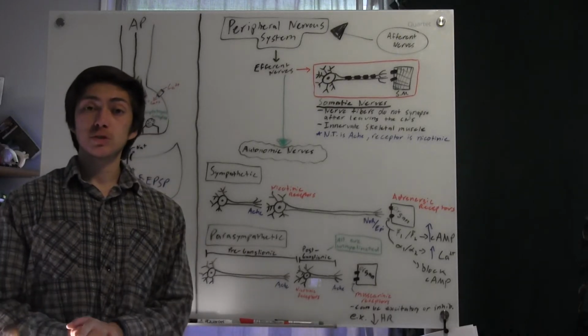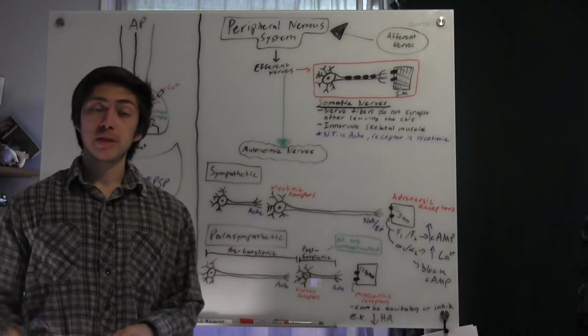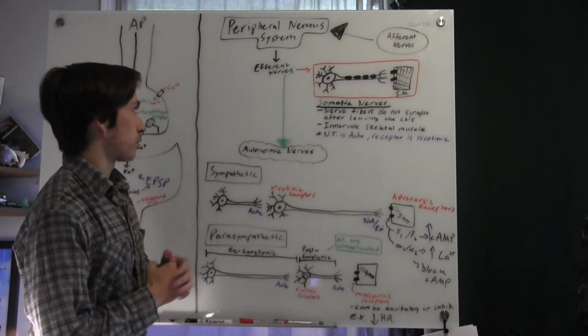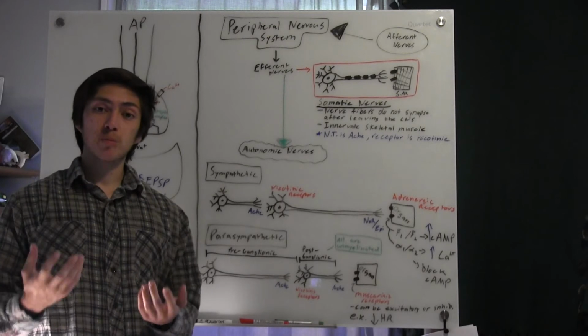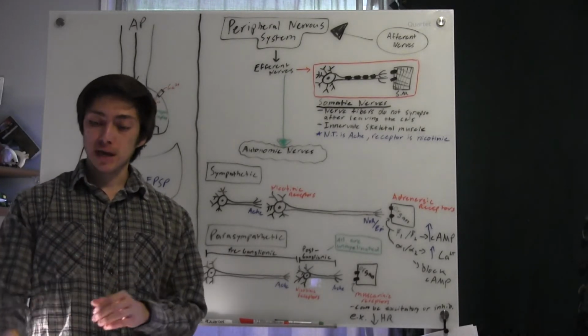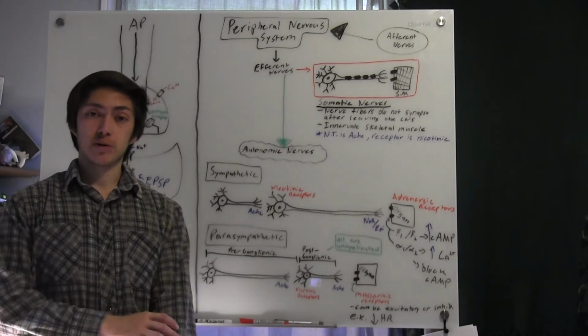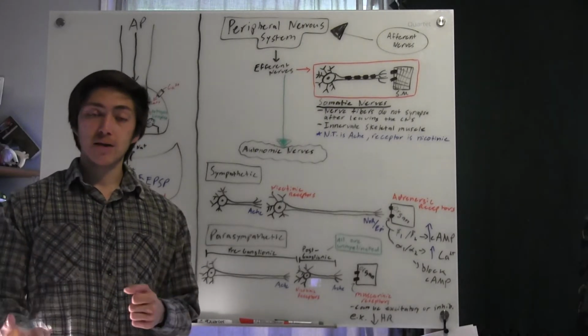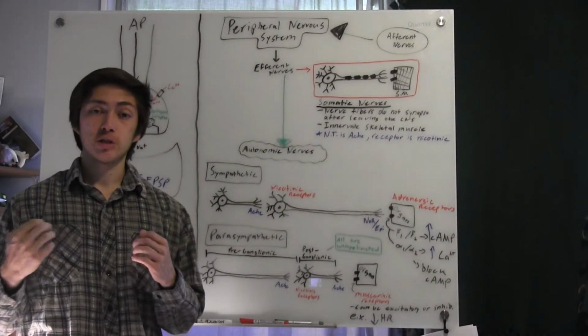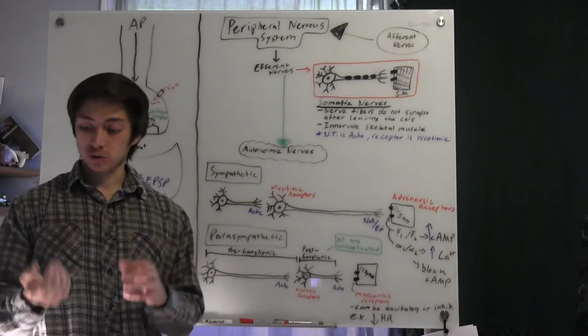Hey guys! So today we're going to be talking about the nervous system, and the specific part that we're going to be talking about is the peripheral nervous system. Now, the peripheral nervous system is composed of two parts mainly, the afferent nerves and the efferent nerves. So what the afferent nerves are going to do is bring in sensory information to the CNS, to the central nervous system.